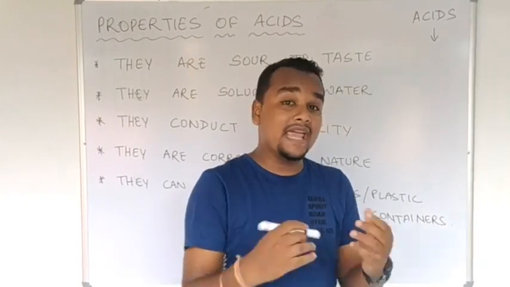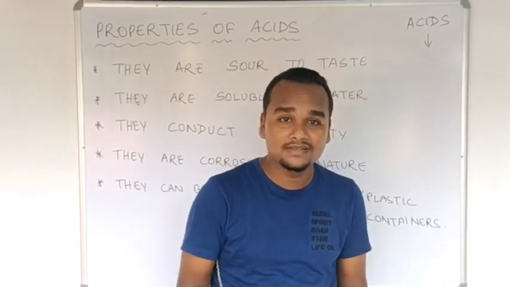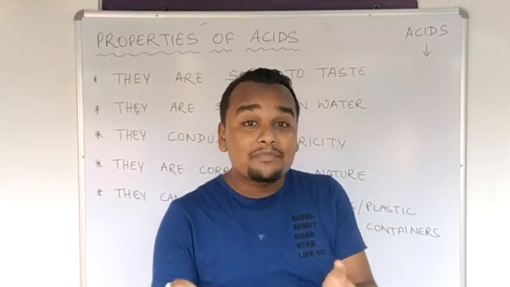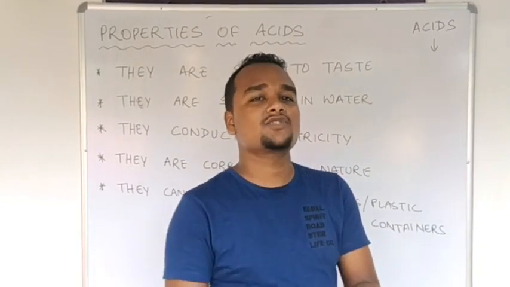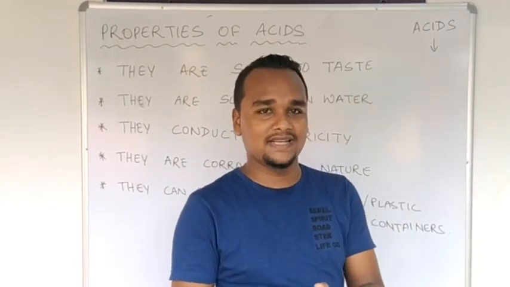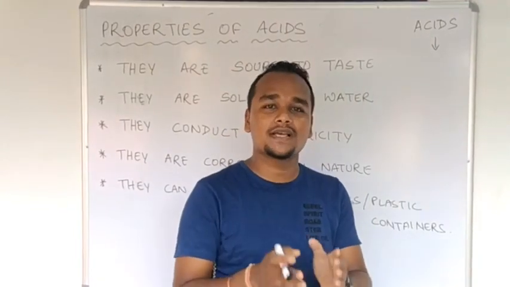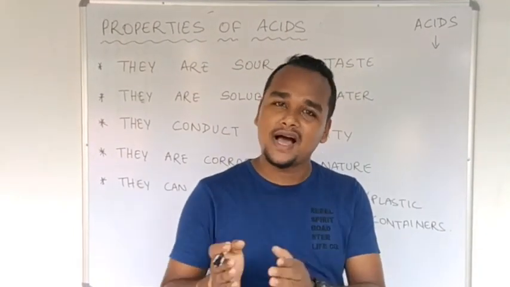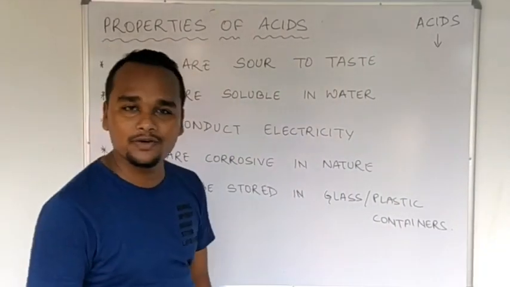Clear? Now A for acids. And what is A for? A for achar. What is the taste of that pickle or achar? It is also sour to taste. So the best way to remember the taste of acid is to remember the pickle or achar. Both these words start with A. So acids are sour to taste. Clear? Then the next one, they are soluble in water.